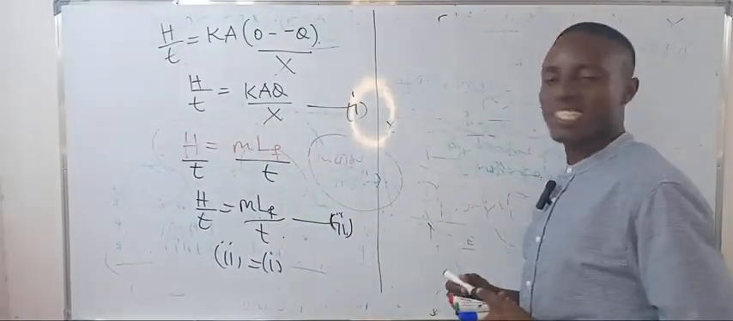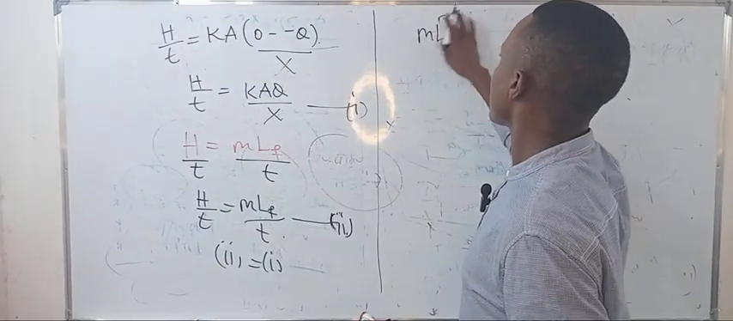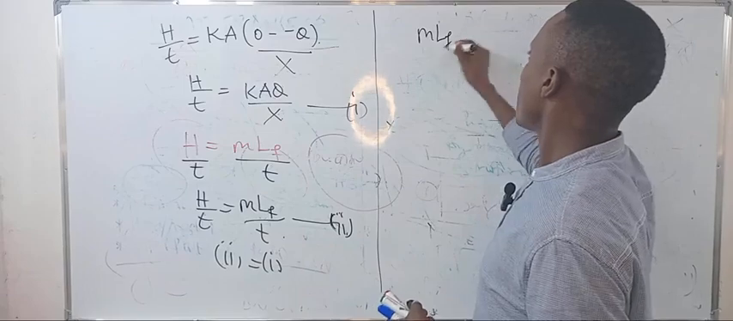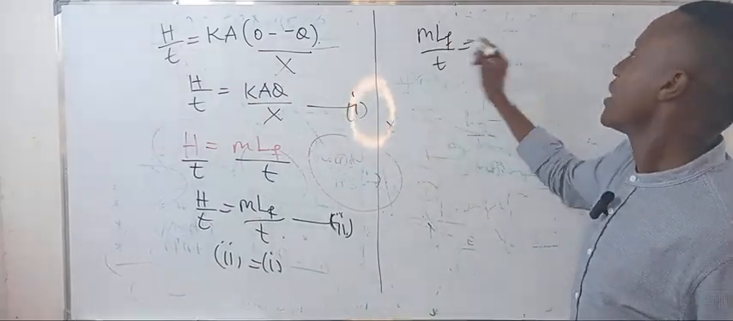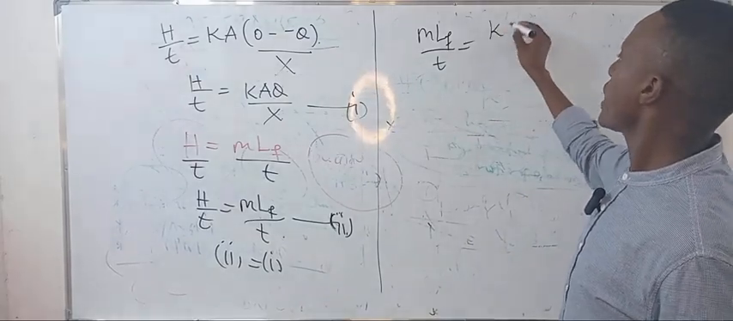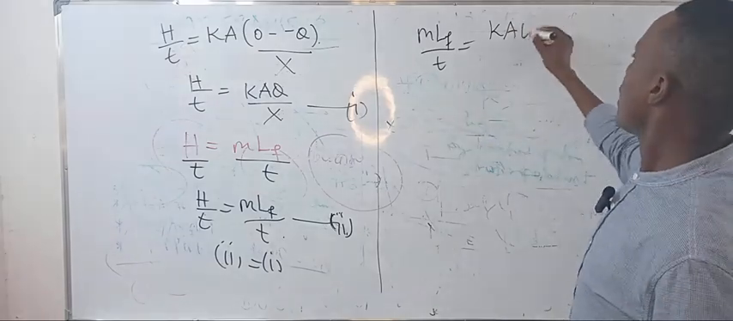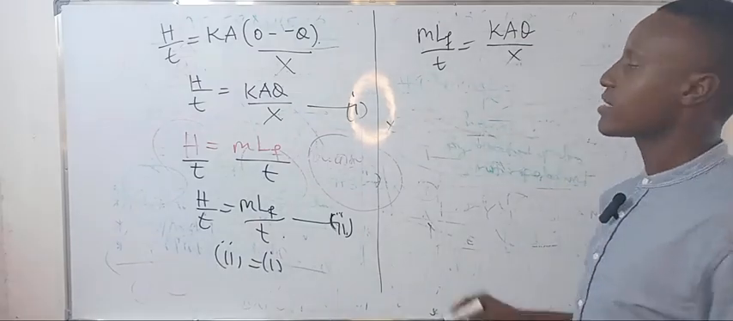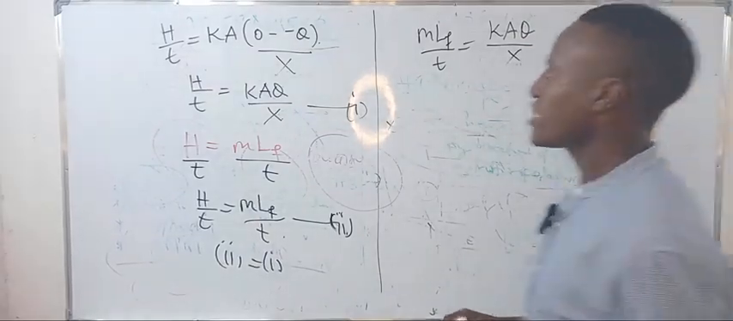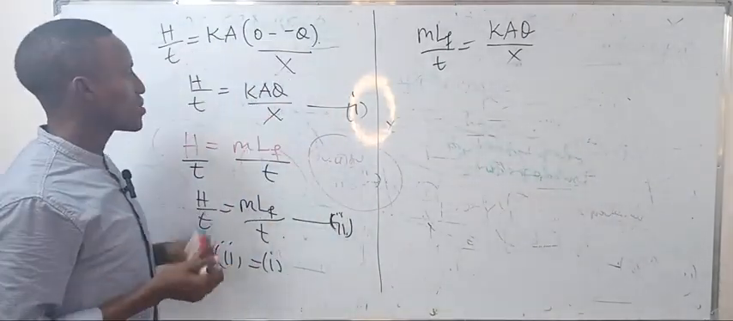We can now say MLF. That's all about the equation, which is Ka, theta over x. That good, Chief? Yeah. But you need to know something here. Look here. What do you need to know?